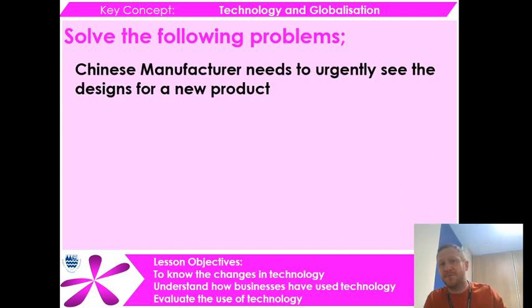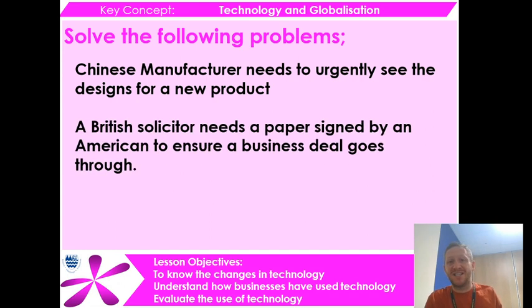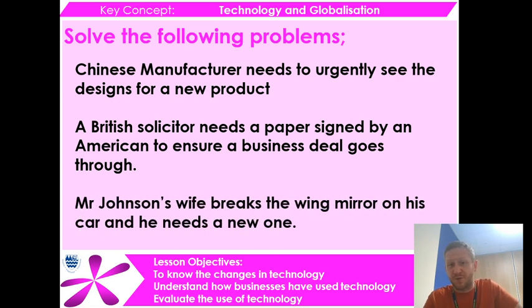A Chinese manufacturer needs to urgently see the designs for a new product. How could we sort that out? A British solicitor needs a paper signed by an American to ensure a business deal goes through. How can we get that done as quickly as possible? Miss Johnson's wife breaks the wing mirror on his car, and I need a new one. What am I going to do? How can I get that done today? These are almost standard problems that we might face, but I want you to think about how you would go about solving them.